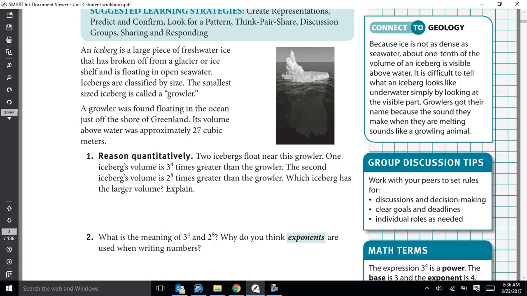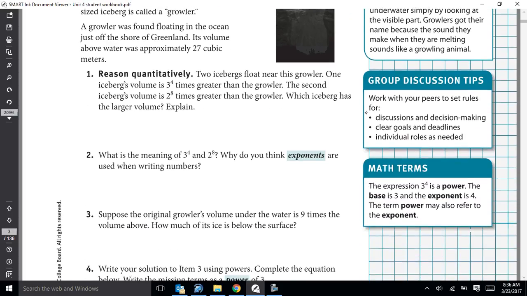Our topic is going to be on icebergs. So there's a paragraph on knowledge about an iceberg, and then comparing a big iceberg with the smallest iceberg, which is called a growler. And so here it's talking about a growler that's off the shore of Greenland. Its volume above water was approximately 27 cubic meters. So what I would like for you to do is, with the person next to you, scoot your chairs together and look through 1, 2, 3, and 4 and refresh that knowledge.